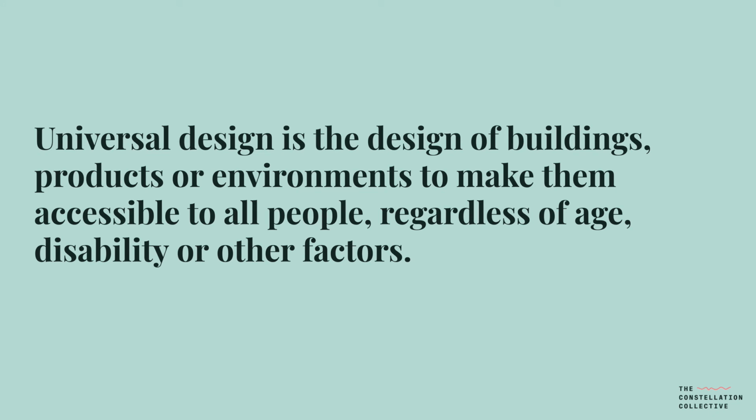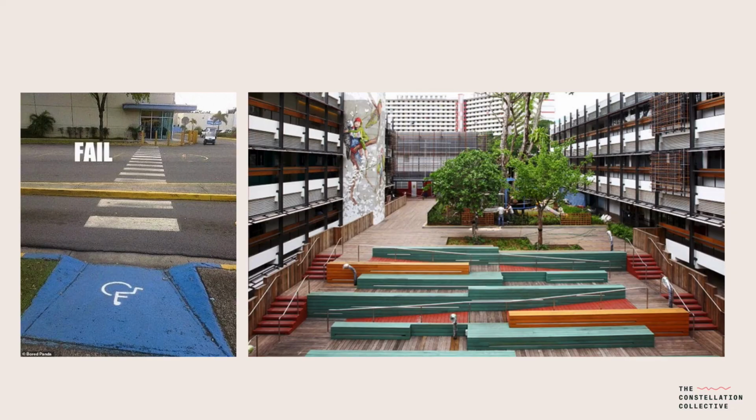The concept of universal design applies here. Universal design is the design of buildings, products, or environments to make them accessible to all people, regardless of age, disability, or other factors. Universal design is considered from the beginning, integrated, and in the best examples, delightful for everyone, not a tacked on afterthought. That's certainly true about curb cuts and wheelchair ramps, but also applies to websites.